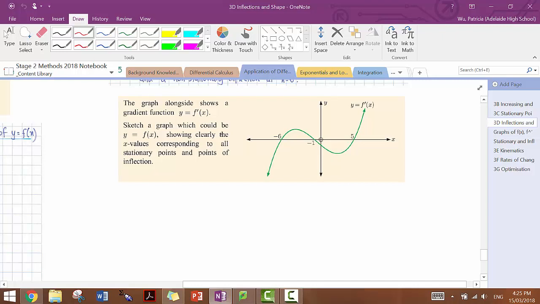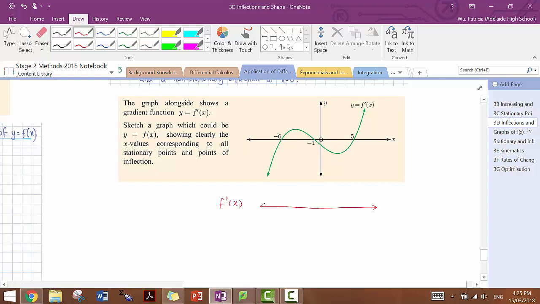Now let's have a look at the other type of question where you are given the derivative function, the graph of the first derivative, and then we're trying to sketch the original function. So we still follow the same idea, and we try to do the sign diagrams for f dash of x and f double dash of x. So if I try to do a sign diagram for f dash of x, I need the critical points for the f dash of x.